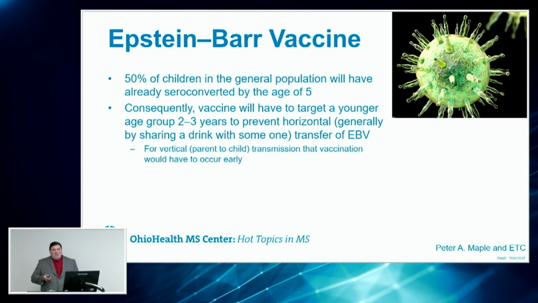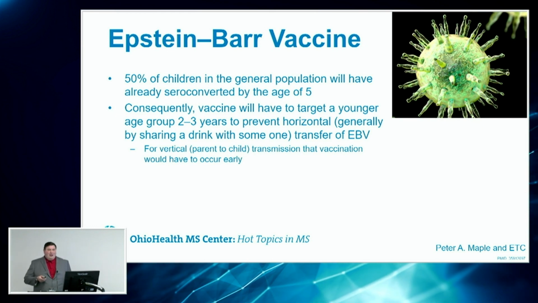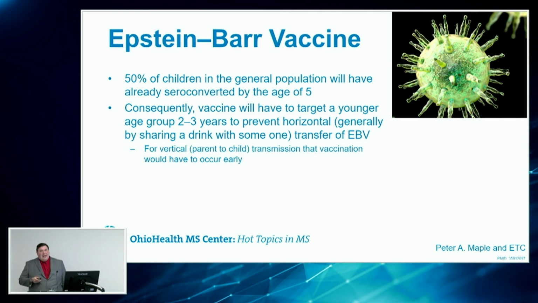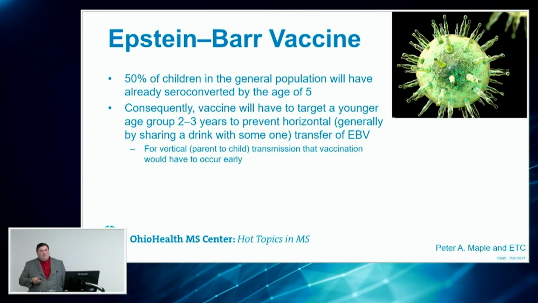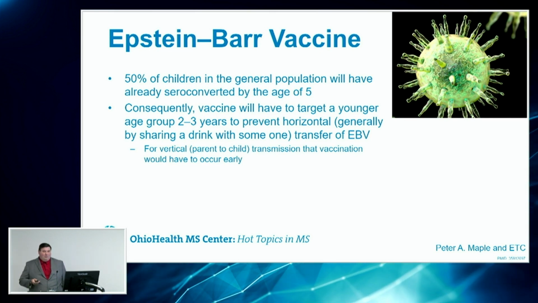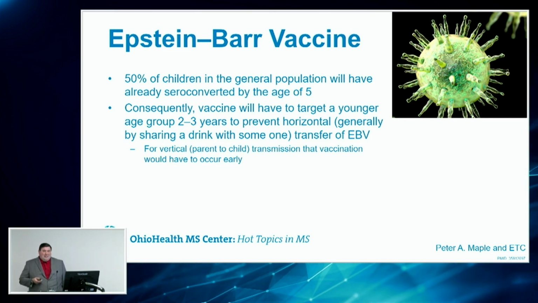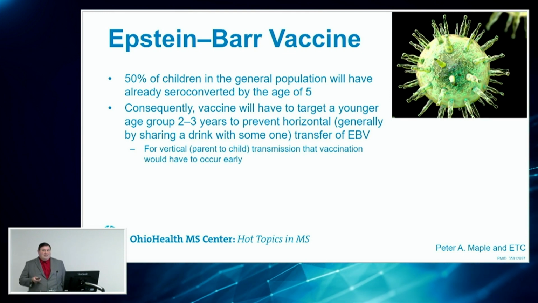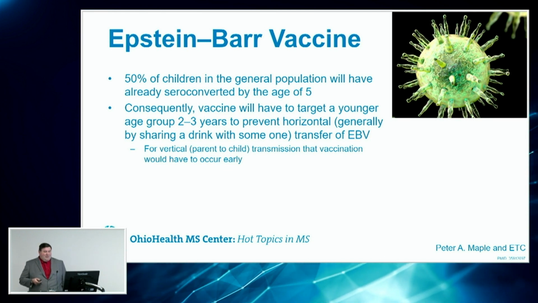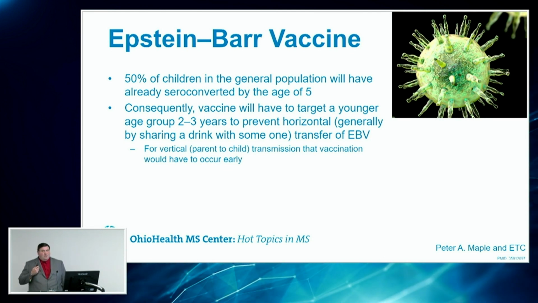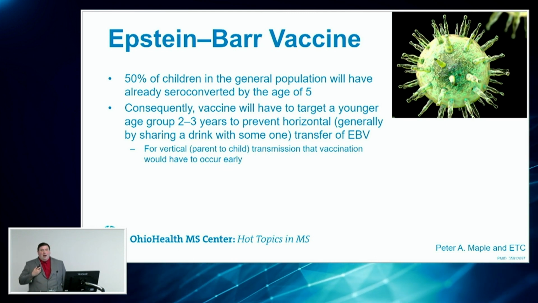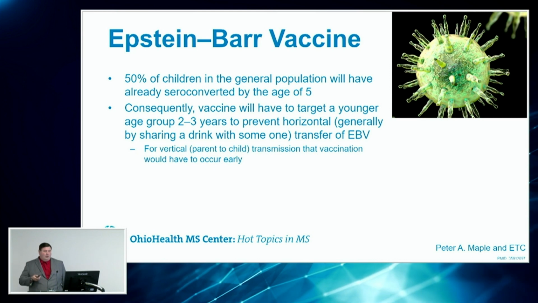Why I'm not 100% confident we'll ever be able to completely eradicate Epstein-Barr is that about 50% of the population will have Epstein-Barr by the age of 5. So essentially you would have to vaccinate people from roughly 2 to 3 years old. And ideally, you'd probably have to do vaccination as part of the vaccination series that we do in infants. It's still even possible to transmit this virus vertically from a parent to a child, so that would be the mom giving the child the virus while in utero.